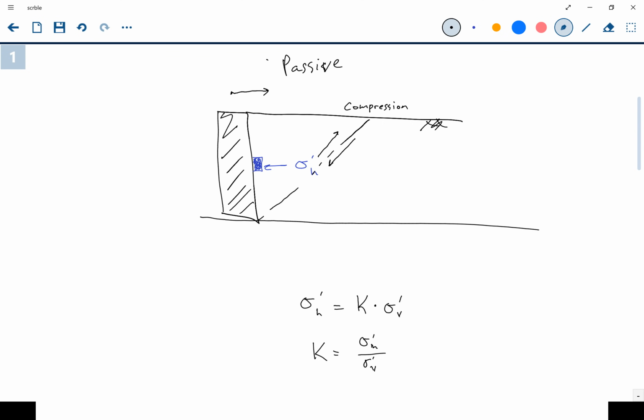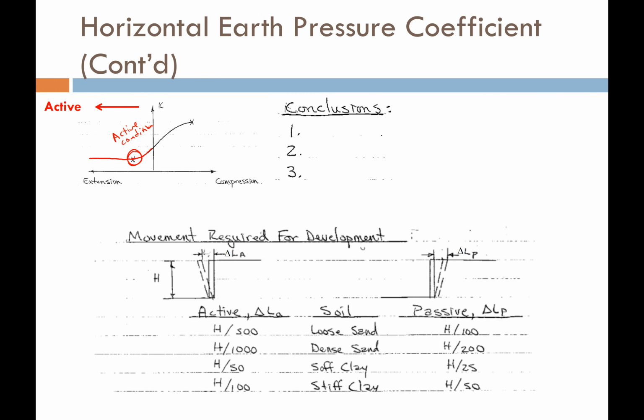So if we were to plot the behavior of K in this condition, it would increase, but notice that we have to get a lot more movement than we did for the active case. We have to move it a bunch more, but eventually it's going to reach a peak and then it's just going to level off and not increase anymore. That peak is what we call the passive condition or the passive failure condition. At that point, we generate a shear plane in the soil, and the soil is just sliding along that shear plane, and it will not produce any larger earth pressure coefficient than what's already there.